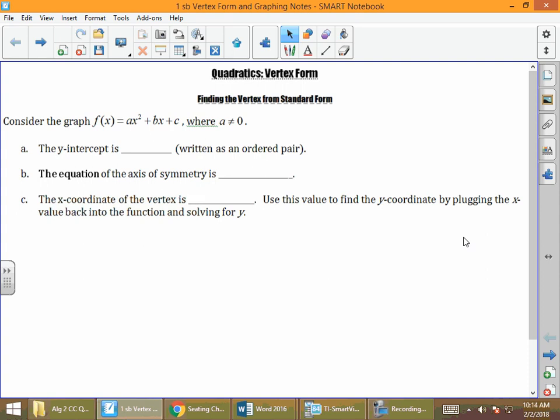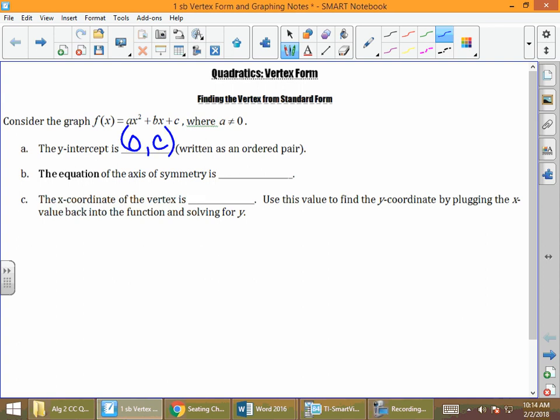So a couple of you are going to make a note card as we go along, and I would write down this equation, f of x equals ax squared plus bx plus c. And that's all I would write. And then underneath it, I would write down the next part, which says the y-intercept is 0, c. So I put y-intercept, and then the ordered pair 0, c. There it's written as an ordered pair.